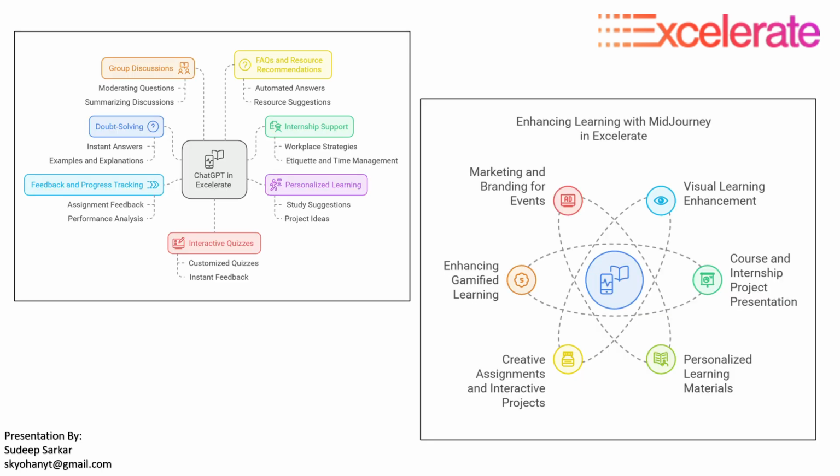Now, this is the entire chart which I have prepared. Let's suppose we need to integrate ChatGPT in Accelerate. It can be used in group discussion to moderate questions, summarize the discussions, FAQs and resource suggestions, and internship support, workplace strategies, etiquette and time management. Personalized learning: study suggestions, project ideas, interactive quizzes, customized quizzes and instant feedback, and progress tracking. Doubt solving: instant answers to all the doubts that we have.